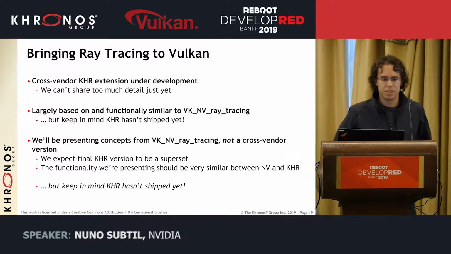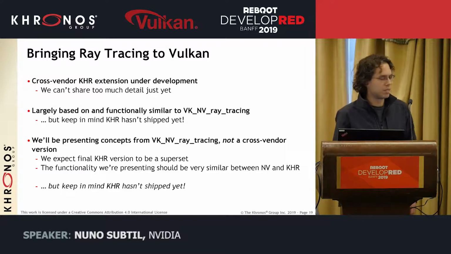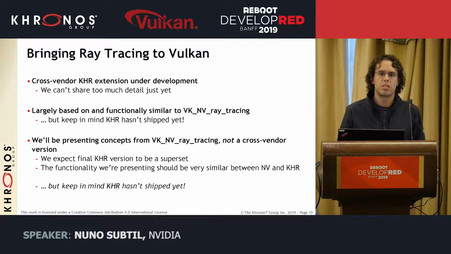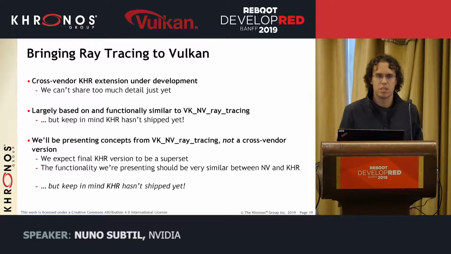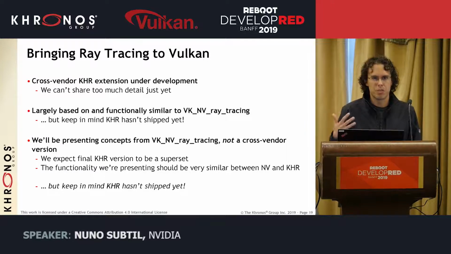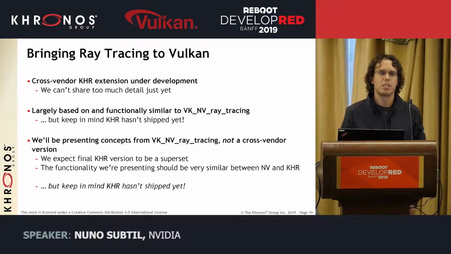However, we can say that the current version of the extension that is in development is largely based on and functionally similar to the NVIDIA vendor extension. So we're going to use NVIDIA ray tracing as a proxy for what the cross-vendor API is going to look like without revealing specific details on the cross-vendor API itself. Now, keep in mind, the cross-vendor API hasn't shipped yet, so things could change, although the fact that we're here talking about this means we're fairly confident that there's a low likelihood of that happening, but things could change along the way, so keep that in mind.